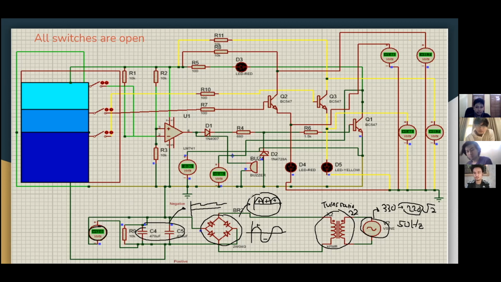So why do we use this adapter circuit? Because it is integrated in our circuit, thus we don't need to buy an external adapter, for example. Okay, now I will explain about the op-amp.